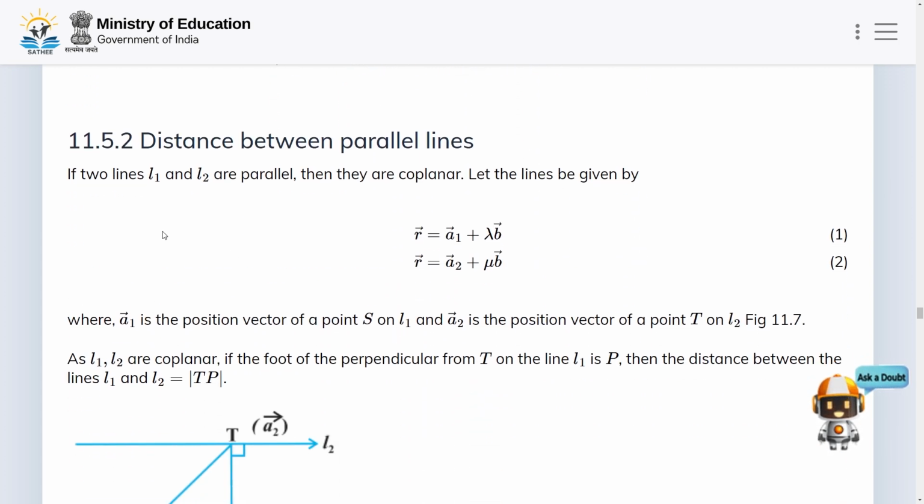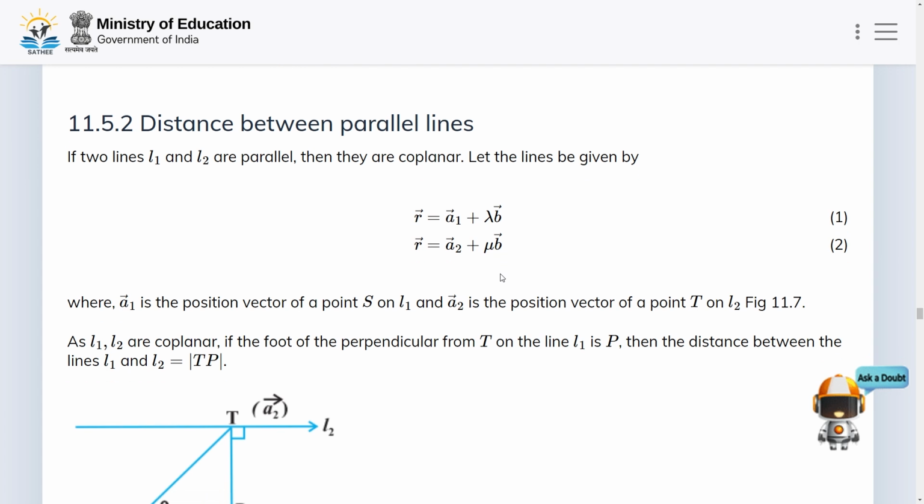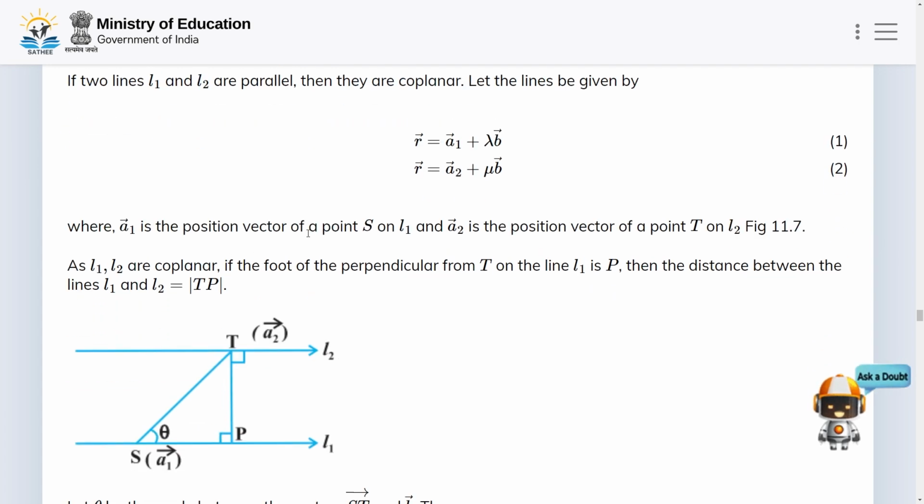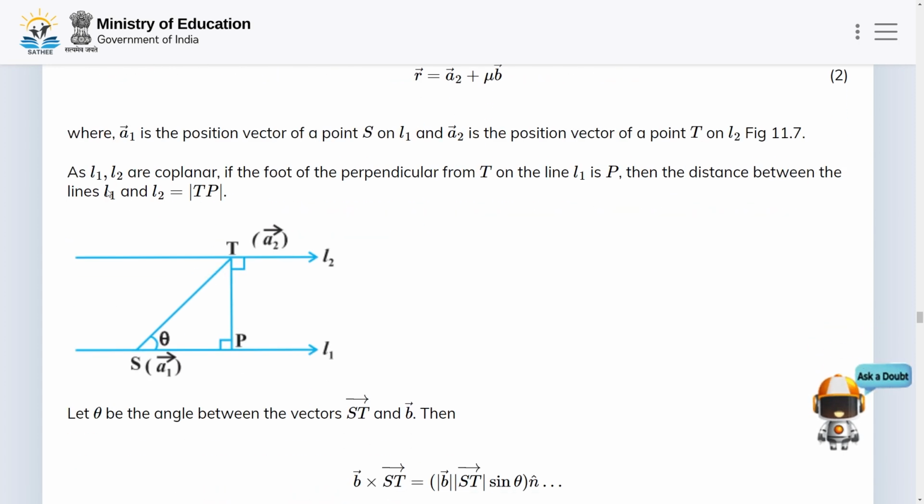So if you have two parallel lines L1 and L2, and they are coplanar, then let your lines be r = a1 + λb and r = a2 + μb, where a1 is the position vector of a point S on L1 and a2 is the position vector of T on L2. As you can see in this figure, L1 and L2 both are coplanar. If the foot of the perpendicular from T on the line L1 is P, then the distance between L1 and L2 is equal to modulus of TP.